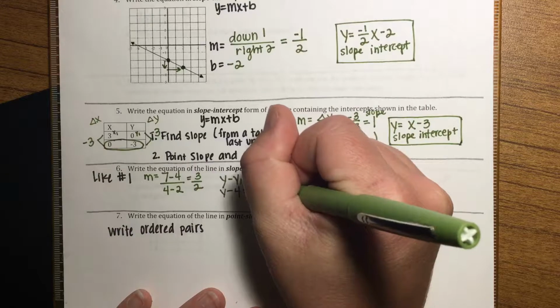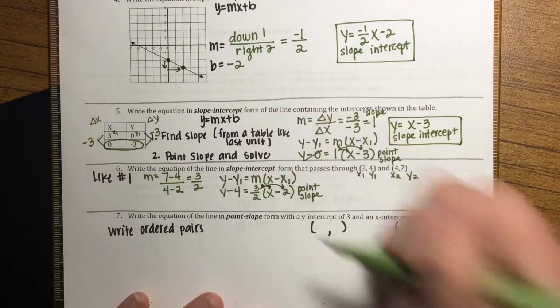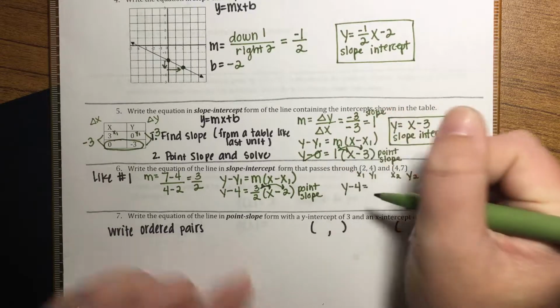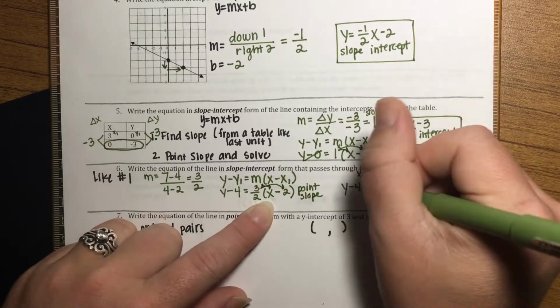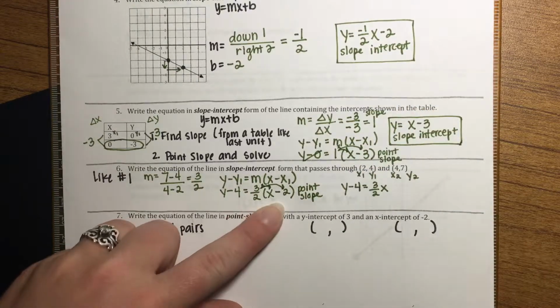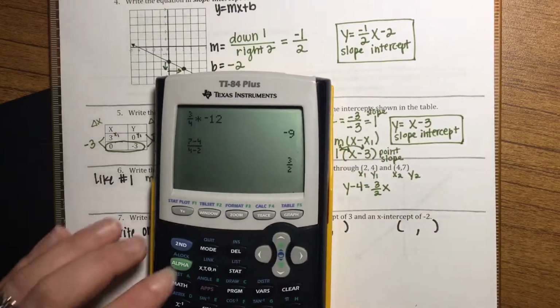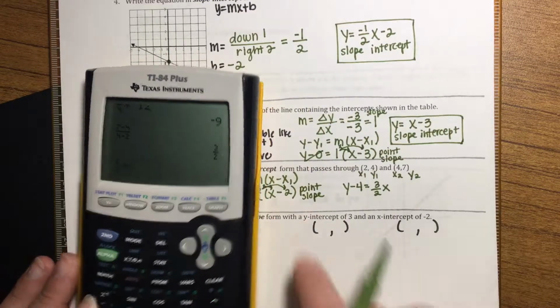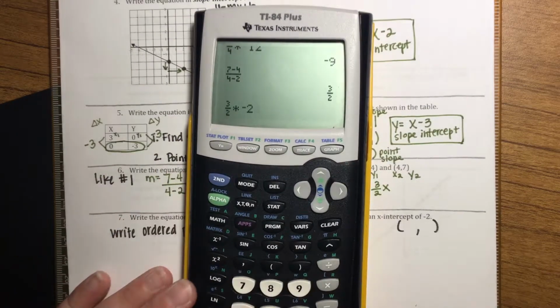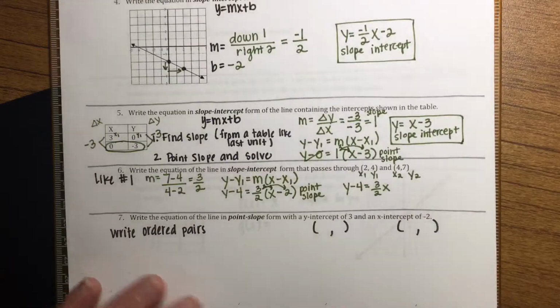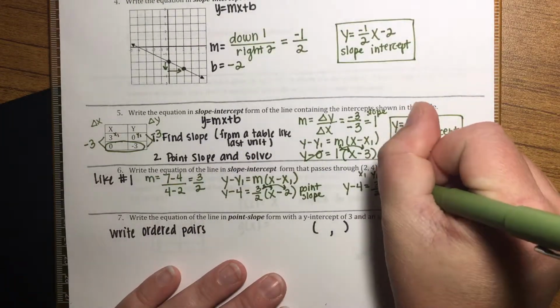So now I'm going to distribute my slope, which means I multiply. So I get y minus 4 equals 3 halves times x, which is just 3 halves x. Then I have to do 3 halves times negative 2. So I do alpha y equals, enter, 3 halves times negative 2, enter, which gives me negative 3. So I have minus 3.